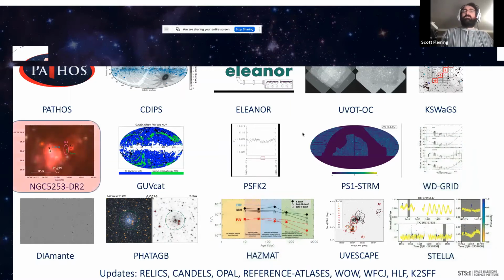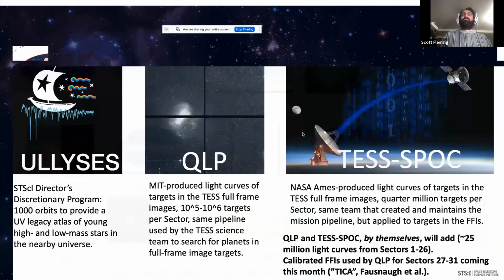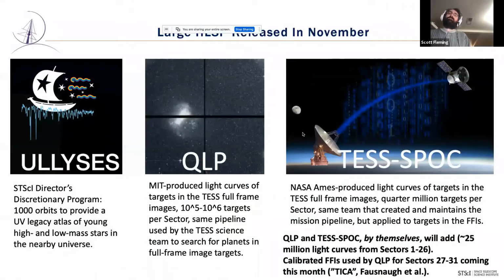And we always have images. There was only one brand new one this year, but there's a lot of ones that give us updates as well throughout the years. And then in November, we had 3 huge releases, including ULLYSES had its first data release. ULLYSES is a 1,000-orbit HST program to study with UV spectra a number of young, high, and low mass stars.